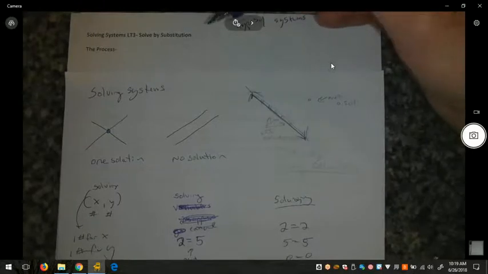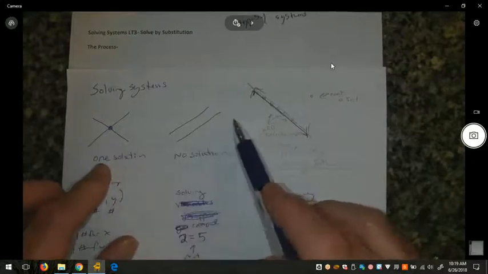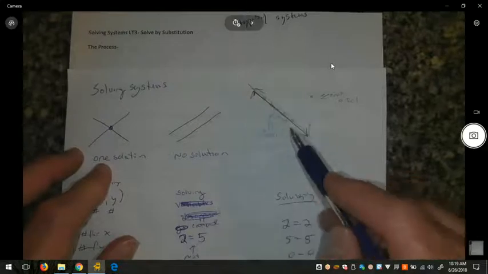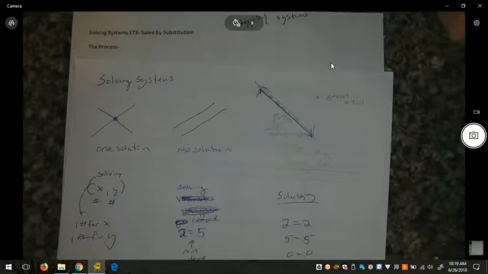We've already reviewed solving by graphing. We saw where there was one solution, no solution when there's parallel lines, or infinitely many solutions when all the points are on both lines because the equations give you the same line. Now, in solving by substitution, we're using an algebraic technique. We're doing algebra instead of graphing.